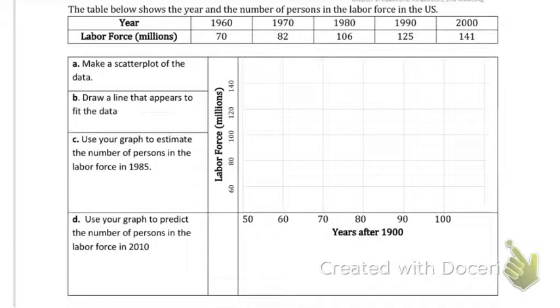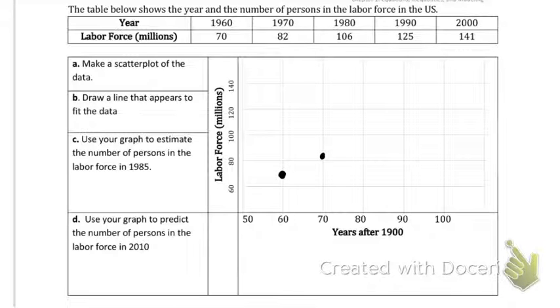All right, so it says make a scatter plot of the data. So we're going to go over at 1960. So that's going to be 60. And we're going to go up to 70. 60 and 70. Well, it goes from 80 to 100, 60, 80, and then 100. So between 60 and 80, right smack dab in the middle, would be our 70. Then in 1970, we had 82, so that's going to be a little bit above 80. Maybe about there.